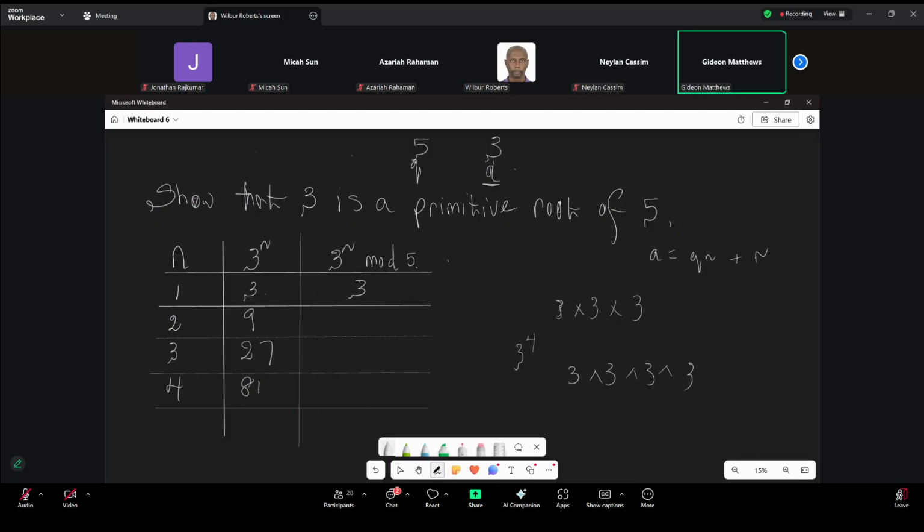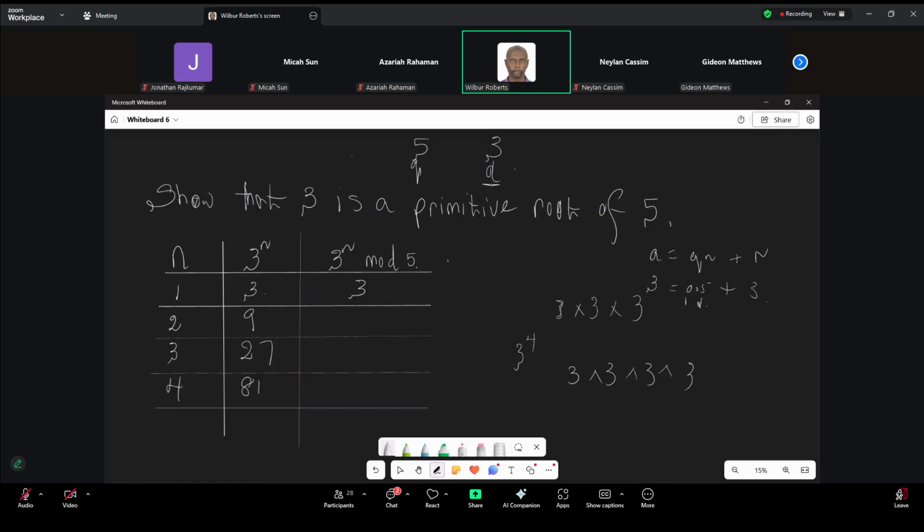So 3, which is A, is equal to 0 times 5 plus 3, where the quotient is 0 and n is 5. Remember we did that? A is equal to Qn plus R.